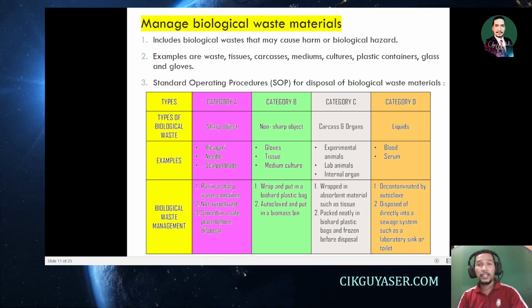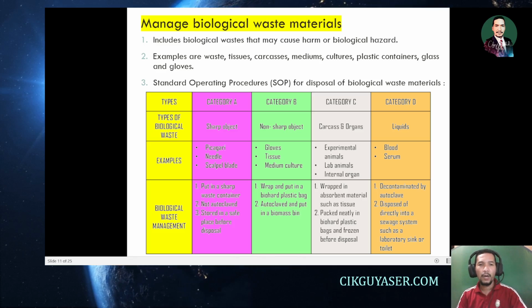For category C, we have carcass and organs. Examples are experimental animal, lab animal, and internal organ. And category D is a type of liquid such as blood and serum.